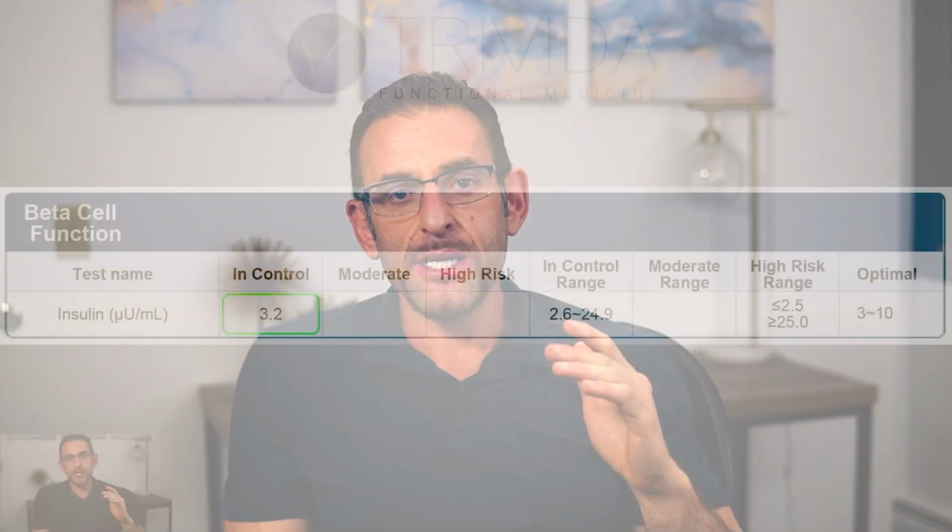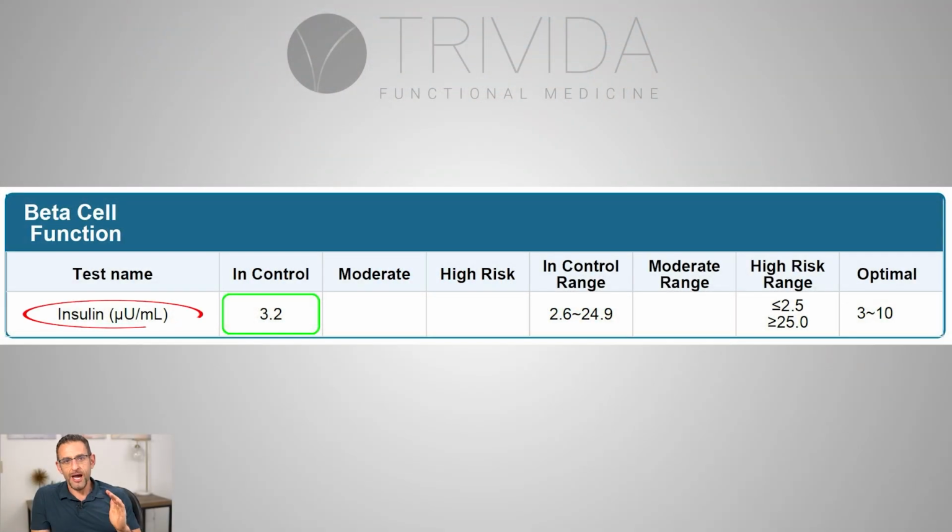Anytime you're testing blood sugar, whether it be hemoglobin A1C or glucose, you need to be testing insulin as well, because insulin is the hormone that allows the blood sugar to go into the cell, to activate the cell, to feed the cell so that the cell can work. So we want to make sure the insulin is good. I like to see the insulin between 3 and 10 in a perfect world. If it's below 3, it doesn't necessarily mean it's bad. It just means there may be an issue going on that we need to discuss.